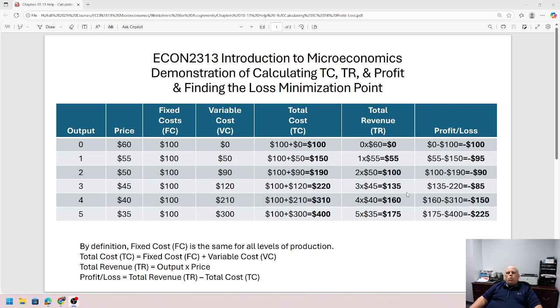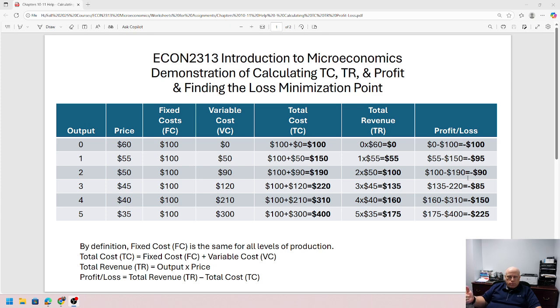Now, once we've calculated total revenue, it also wants us to calculate profit and loss. Profit or loss is basically calculated by taking total revenue minus total cost. Of course, if your total revenue is greater than your total cost, you're going to have a profit. If it's the other way around, if your total cost is greater than your total revenue, then obviously you're going to have a loss.